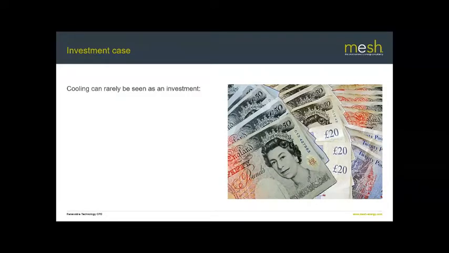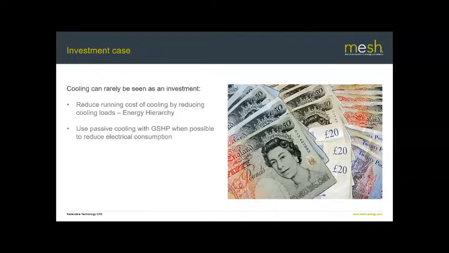Let's look at the investment case. Cooling can rarely be seen as an investment in its own right, except for the fact that it obviously increases occupant comfort. However, there's no payback on cooling because you're not offsetting this cost against anything that would otherwise be there. So we'd always advise reducing the running costs by following the energy hierarchy, and that means reducing the cooling loads at design stage. Then consider whether passive cooling could be used instead of active cooling, as this is an order of magnitude cheaper to run than active cooling.